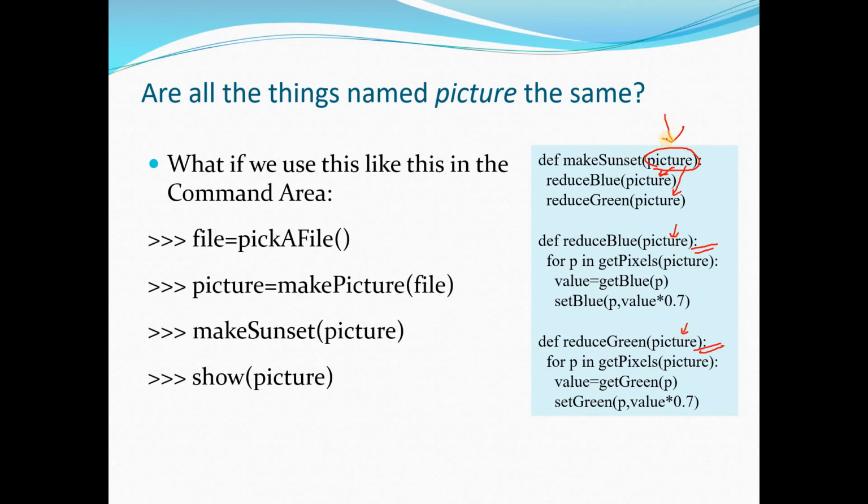Clear? So make sunset, the picture is coming from the outside, so I have to create it. In the command area, for example, or inside our main program, I will use these commands. I will use pick a file, then I will use make picture. First the file string is stored, then I will convert this file address into a picture object, and then I will call this make sunset function with this picture object. So I pass the picture object to make sunset, so it will go over here, and it will come inside this place.